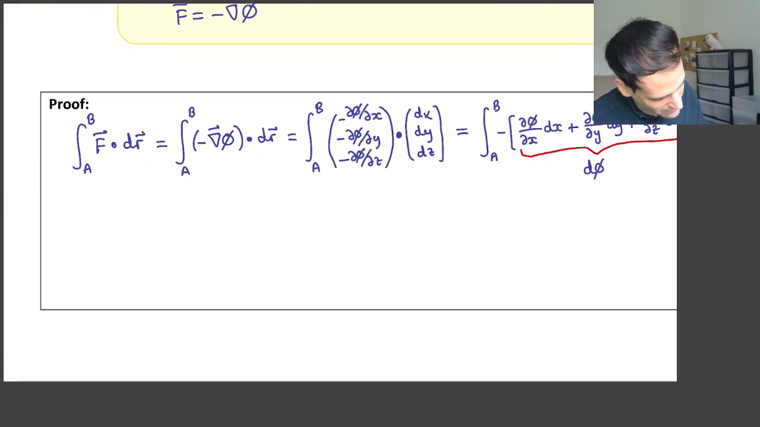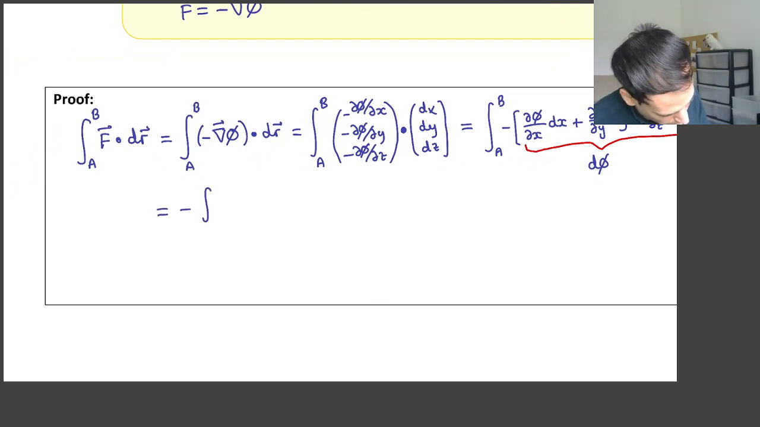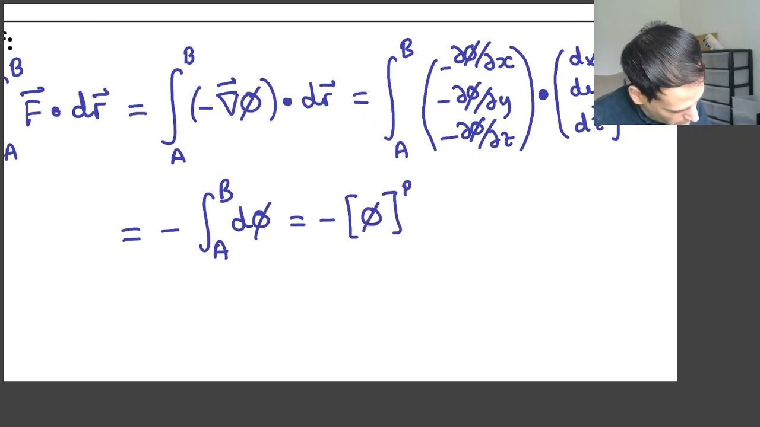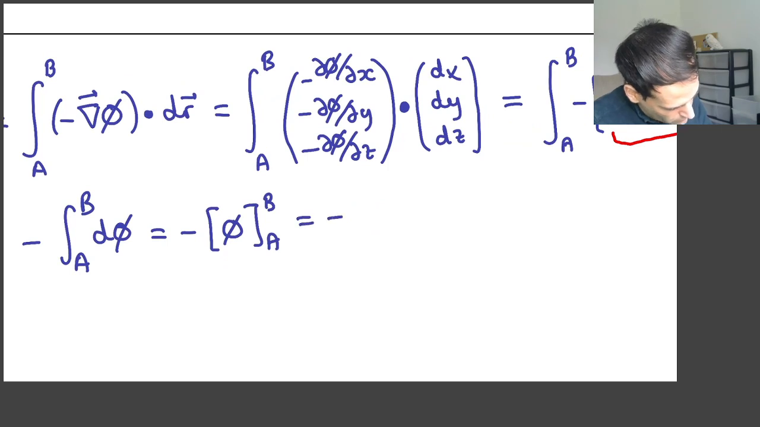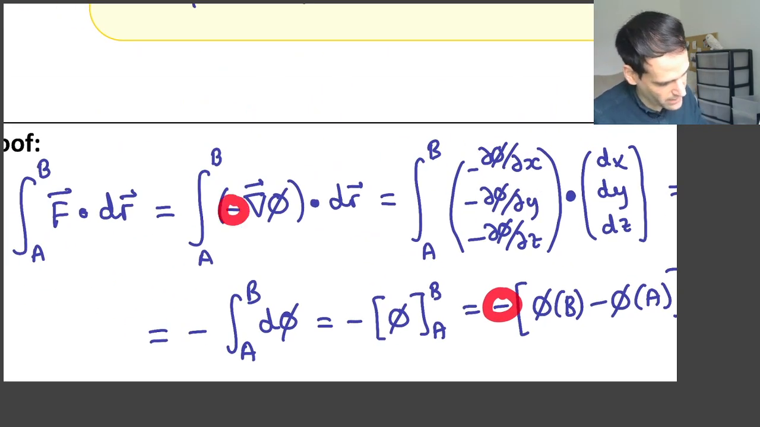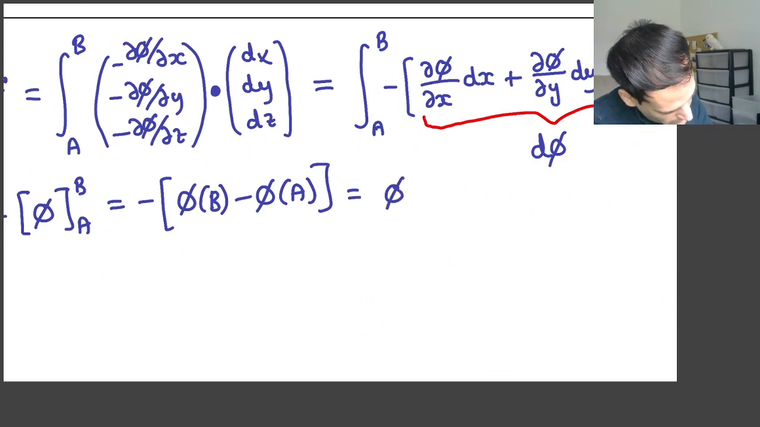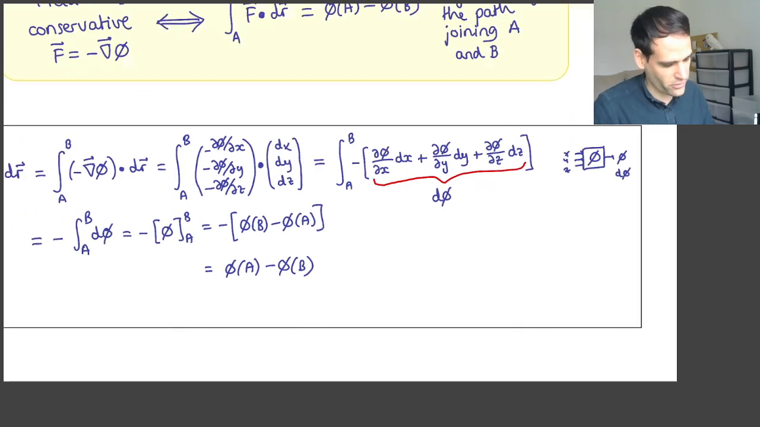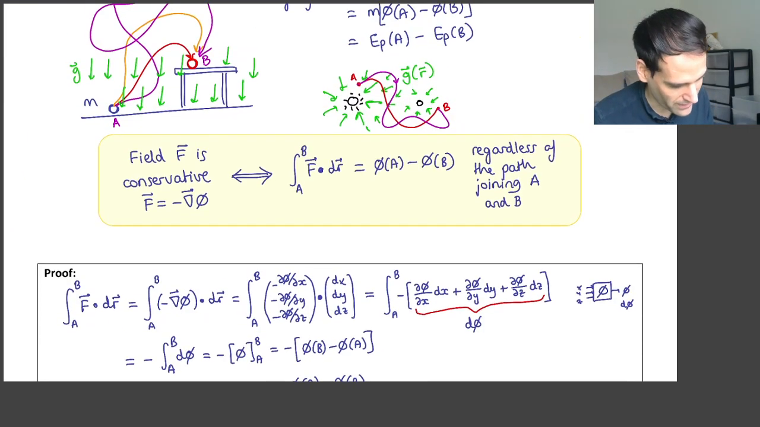Which means that our integral is simply the minus integral from a to b of d phi, the differential of the potential. And when you integrate a differential, the result is just the potential itself. So it's the minus potential evaluated at b and at a, which means minus potential at b minus potential at a. And now applying this minus sign that comes from the original minus sign here, we get that this is equal to the potential at a minus the potential at b, which is exactly what we wanted to prove initially. Let me write it there. Okay, so this is the proof for this mathematical statement.